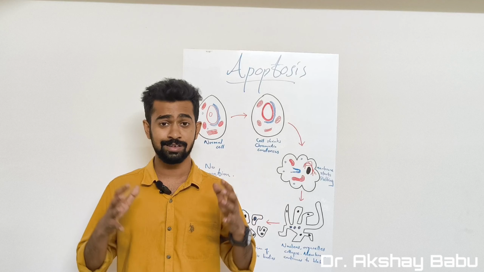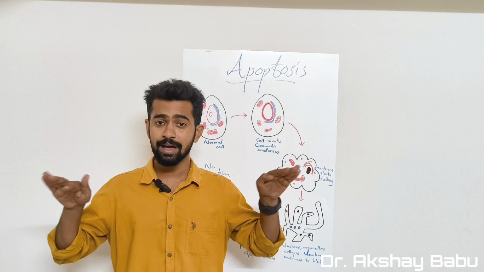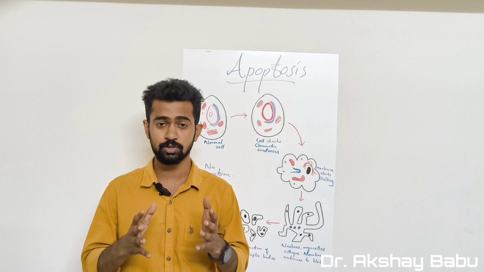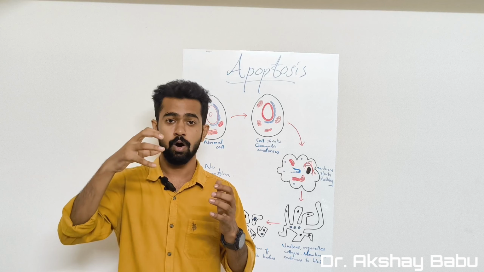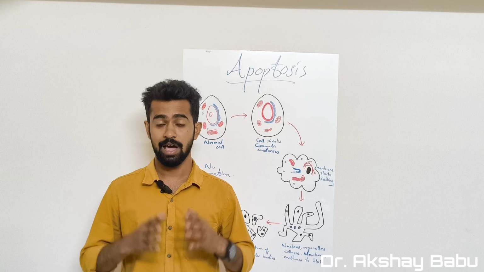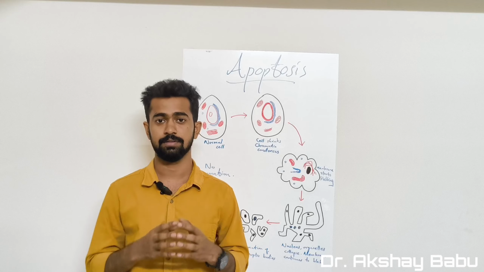So this shrinking, condensing, disassembling of the cytoskeleton, and thereby altering its cell surface leads to the attachment of neighboring phagocytic cells over its membrane, and thus digesting that damaged apoptotic cell.